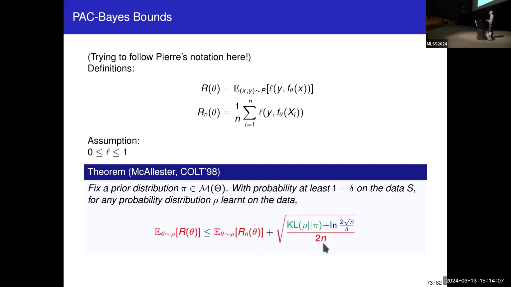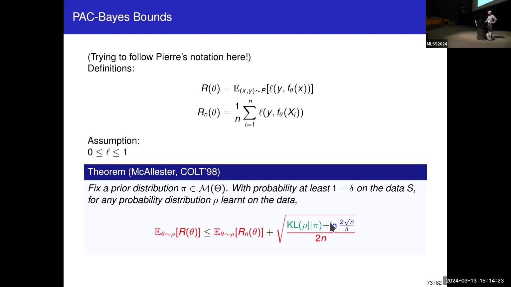Now, again, I will use this color-coded PAC-Bayes notation so that everything here, all this red part, in a moment will be summarized in one term. The KL will always be green, and the confidence term will always be blue.